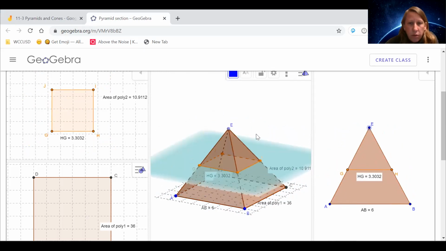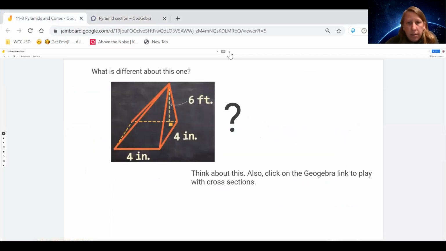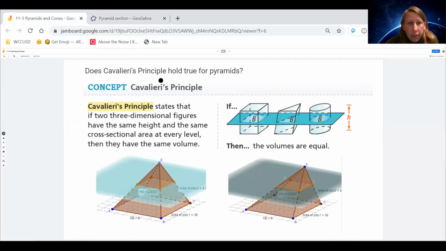So what does that prove? That proves that it doesn't matter if it's oblique. So Cavalieri's principle does hold true for pyramids. Every level of a right pyramid, where the apex is right above at a right angle, is going to be the same as the oblique pyramids. If the cross-sectional areas are the same, then the volumes are going to be equal.